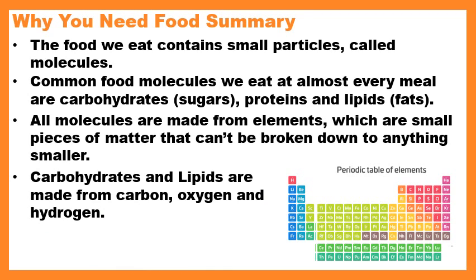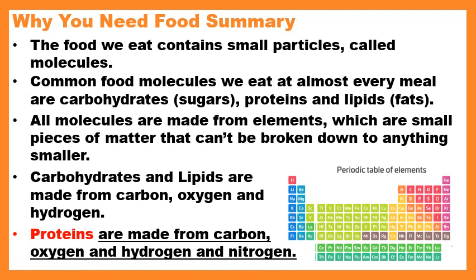So carbohydrates and lipids, because again, we're just talking about food molecules right now, are made from carbon, oxygen, and hydrogen. So they're different things, but they're actually made up of the same elements, just in a different order, which is pretty cool. Protein is a little bit different. It's still made from carbon, oxygen, and hydrogen, but it also has the addition of the element nitrogen.